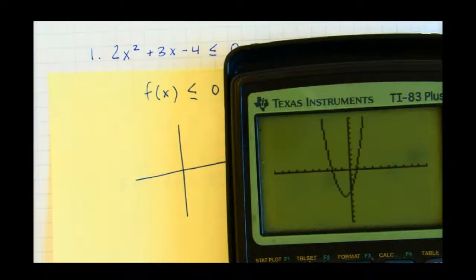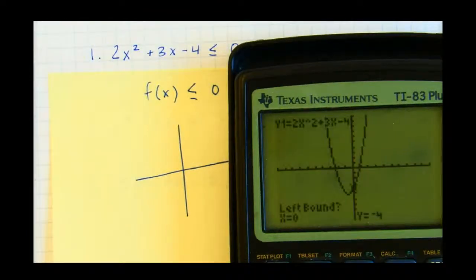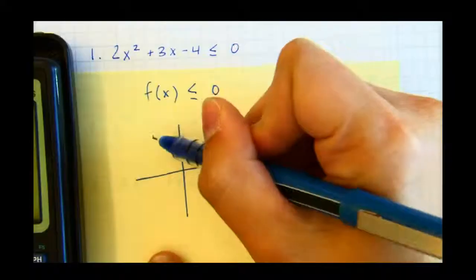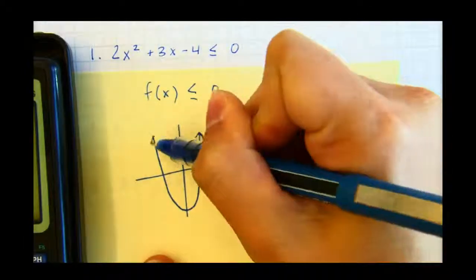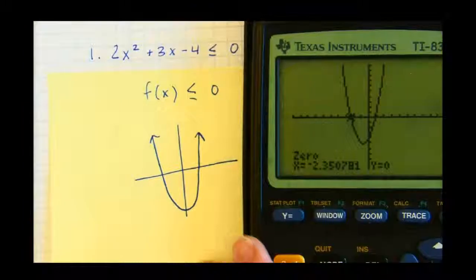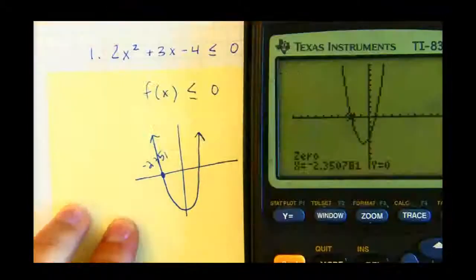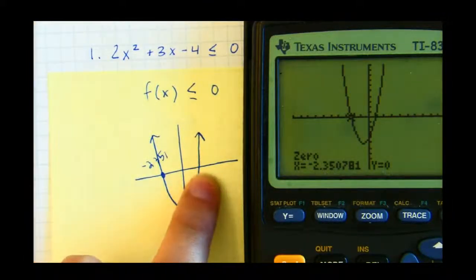And then I'm going to calculate the points of intersection. So I'm going to use the calc feature, use 0, and I'll go to the left of my first 0, then to the right, and then hit enter, enter, and I'll get that my first 0 is at negative 2.351. I'm going to draw just a brief sketch of that parabola first. So it looks something like this. This first 0 is at negative 2.351.